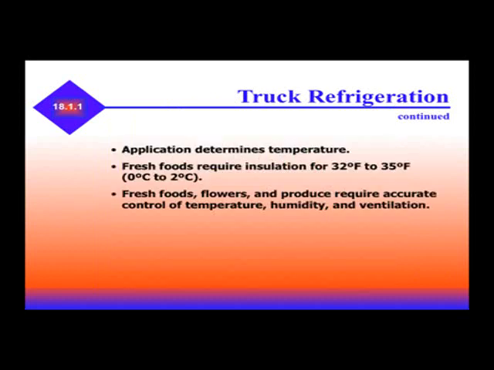The application determines the temperature. Fresh food requires insulation for 32 to 35 degrees. Fresh food includes flowers and produce, and they require accurate control of temperature, humidity, and ventilation.